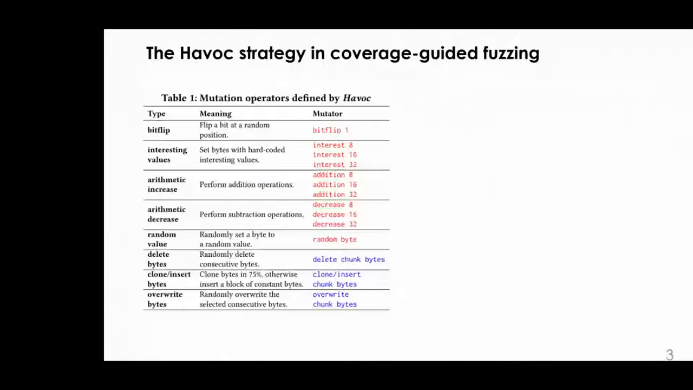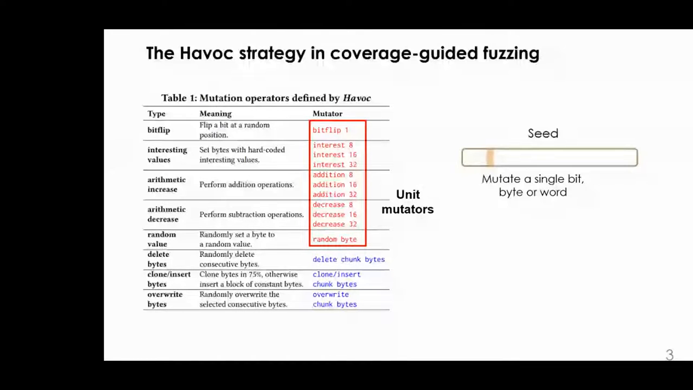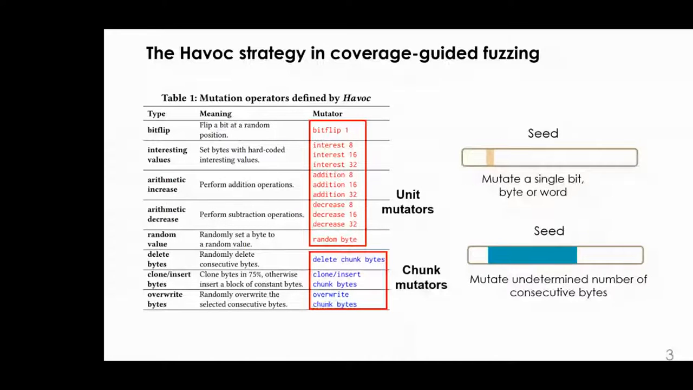Mutators defined by Havoc can be categorized into two types. The first one is unit mutators. Unit mutators mutate a single bit, byte, or word in a seed. And the second one is chunk mutators. The chunk mutators mutate an undetermined number of consecutive bytes.